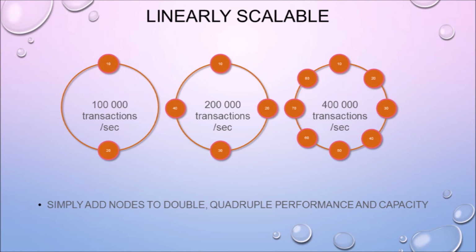Secondly, this is the linear scalability bit, where if the number of transactions per second increases, all you have to do is throw in more servers. That's it, problem solved. It really is that easy. So simply add nodes to increase the performance and capacity.